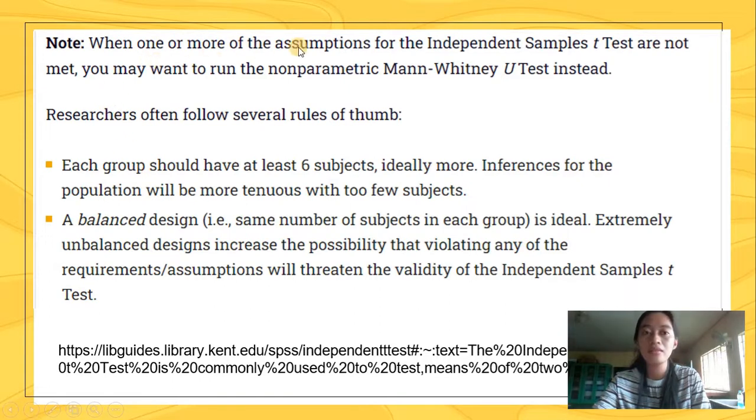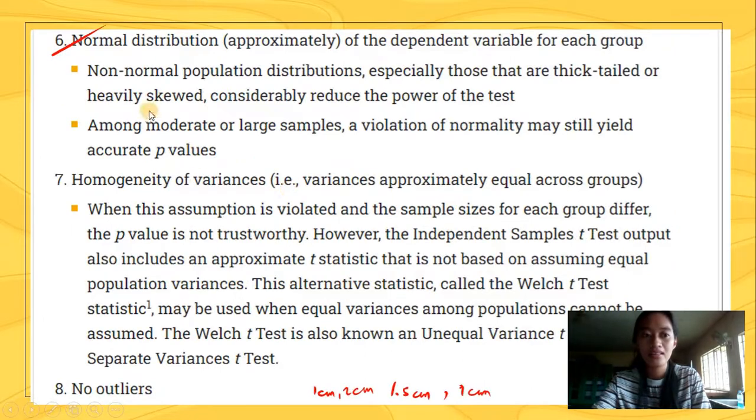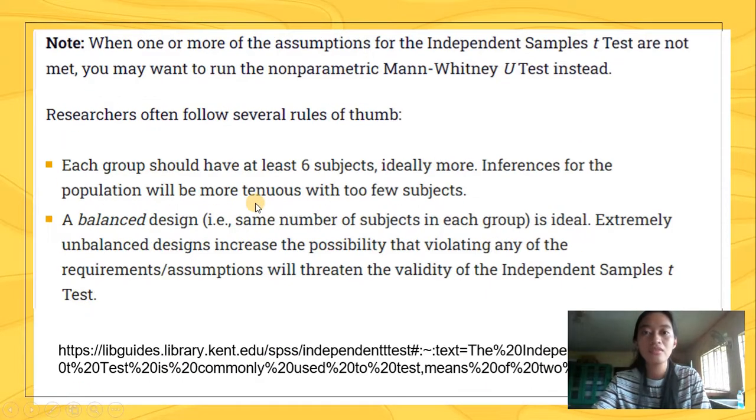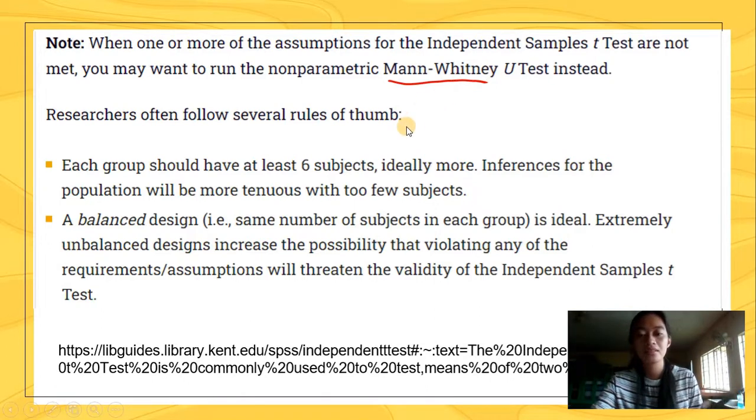And note, when one or more of the assumptions of the independent t-test are not met, like dili siya normally distributed and so on, you can use other tests, or you may want to run this non-parametric test called the Mann-Whitney U-test. For some studies, like in my research study, if gamay ra ang samples nga nakuha, I was suggested to use this Mann-Whitney U-test. So this is similar to the independent t-test, pero para ra siya sa gamay nga sample.